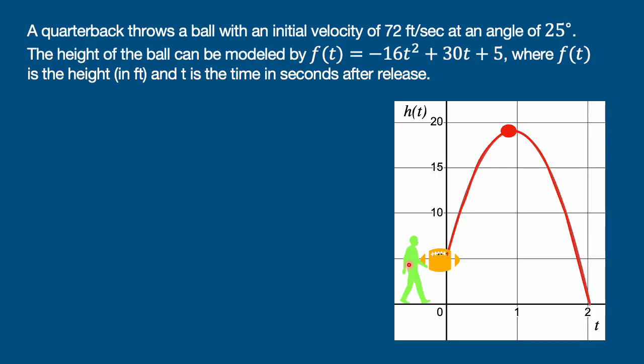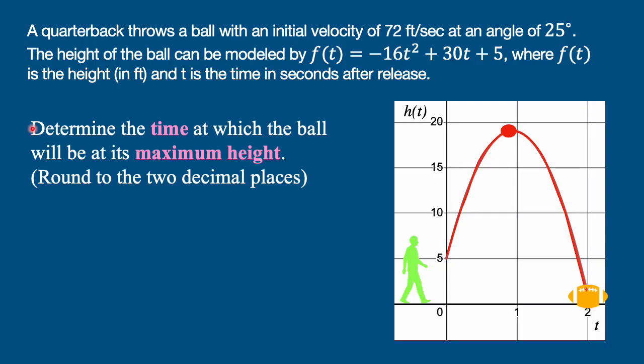So look at this one. Here is a ball. He's gonna throw it. Then it's gonna reach the maximum height, then come down to the ground. So the first question here, they ask, determine the time at which the ball will be at the maximum height. So look at this graph, guys. Maximum height right there. The x-axis represents the time. That's the time when the ball reached the maximum height.